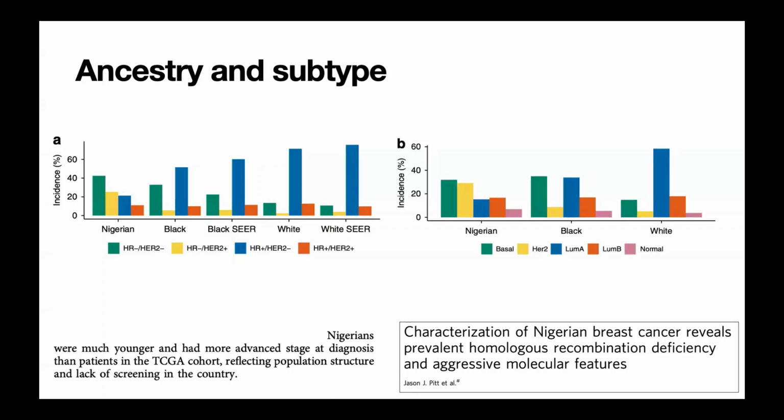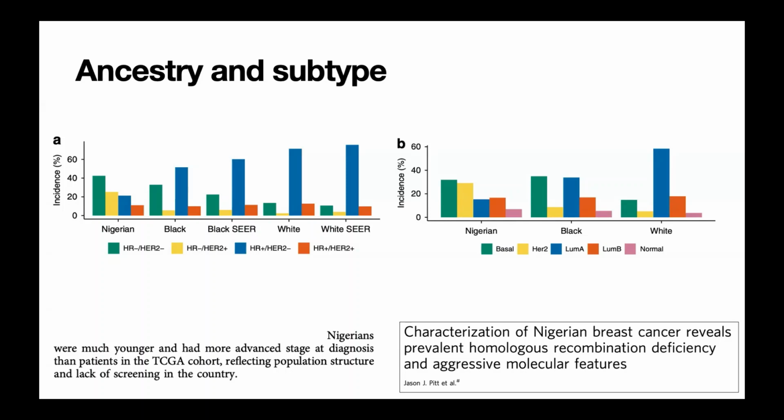And this is on the right-hand side now, a different subtyping. This is the one that you saw before, which was the basal type, HER2 type, and the 2 luminal types. And so again, for example, basal, some of which are triple negative breast cancer, is very aggressive. They tend to present more often in women with African ancestry.